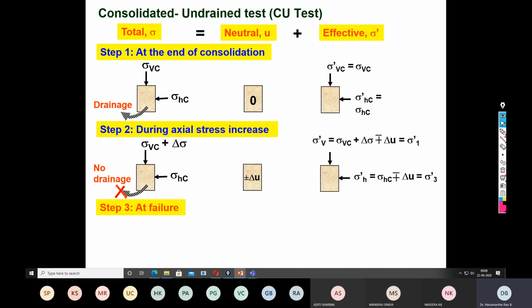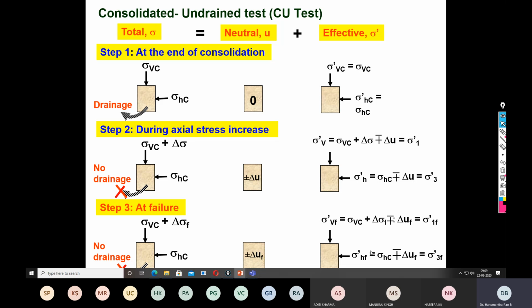At the final stage where the sample is going to shear, even at that state the drainage valve is still closed. Therefore the pore water pressure still develops. The pore pressure which develops progressively is called delta u, and the pore pressure during the shearing is called the final pore water pressure. So we introduce a subscript f. f indicates at final or at failure.